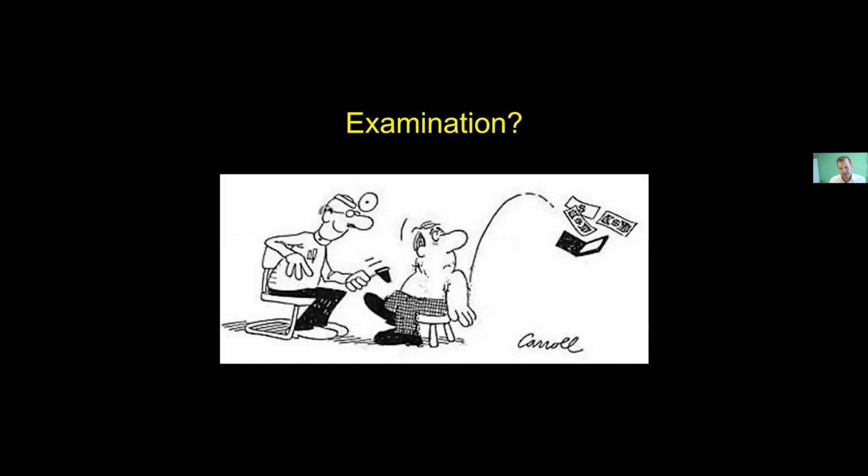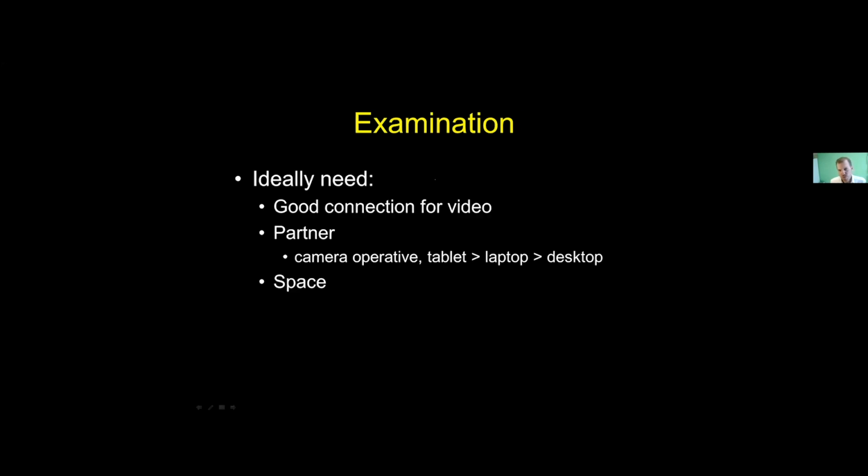So what about the examination? Thinking specifically about Parkinsonism, what can we do in terms of the examination? Well, again, we've made the point that you need a good connection for video. Glitchy video is awful. I think it's really helpful if they've got a partner there, because the partner can effectively be the camera operator. And certainly a tablet or mobile is probably better than a laptop. Of course, the least maneuverable thing is a desktop. When people are on their own, it's quite difficult, certainly when you want to watch them walk, for instance, and they just wander off out of shot. That's not terribly helpful, but it's fine if you've got somebody to operate the camera. And again, a bit of space.